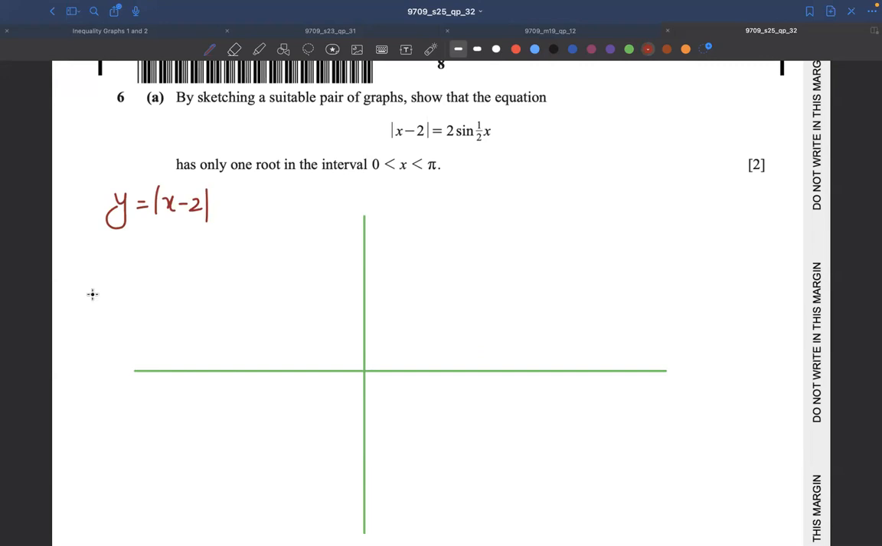So assuming values of x and y, when x is 0, y is minus 2. When x is 2, y would be 0. So 0 and minus 2 is over here, and 2 and 0 would be over here. So the line would be like this. But as it's a modulus sign, the final answer would be this part, where we'll only consider the blue line as the graph. And this part below the x-axis will cancel out due to the modulus sign.